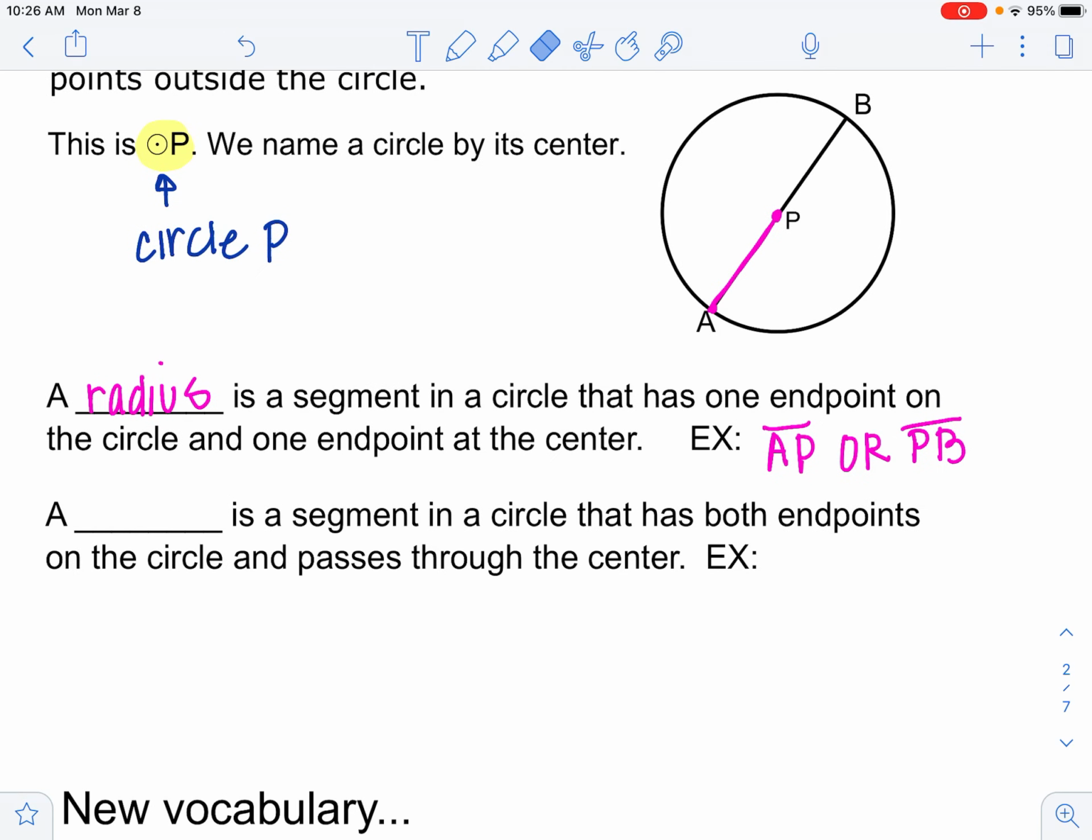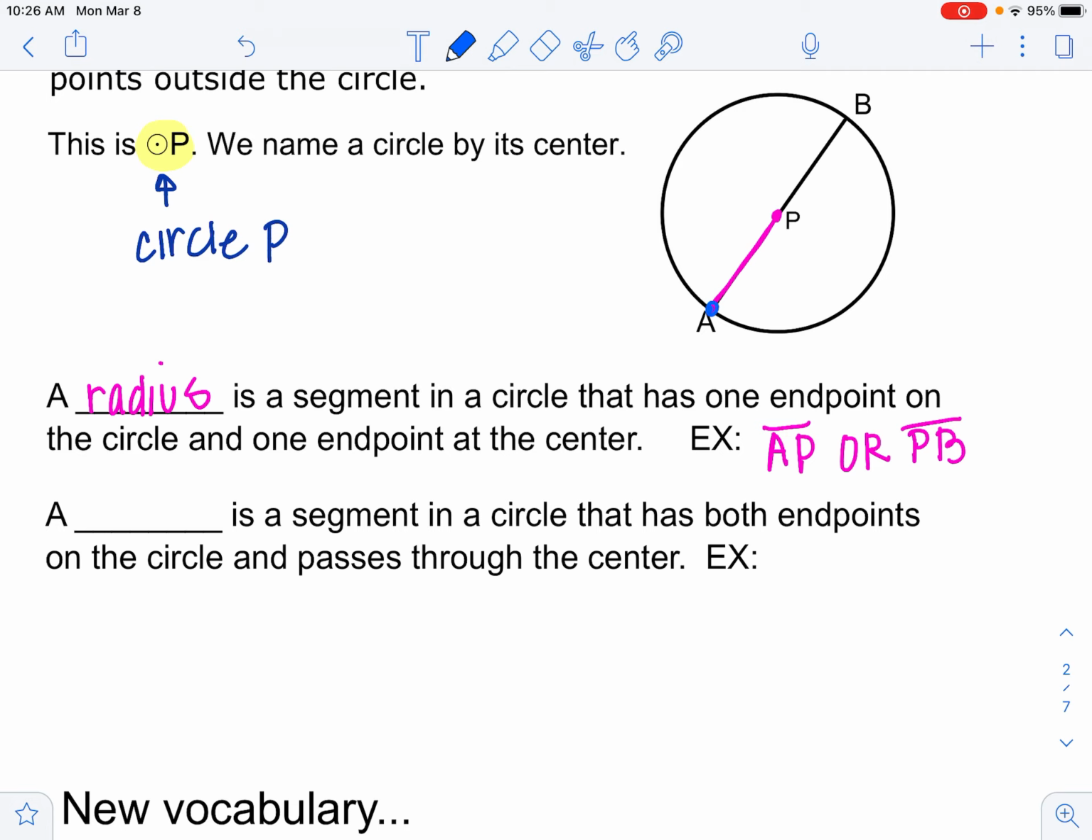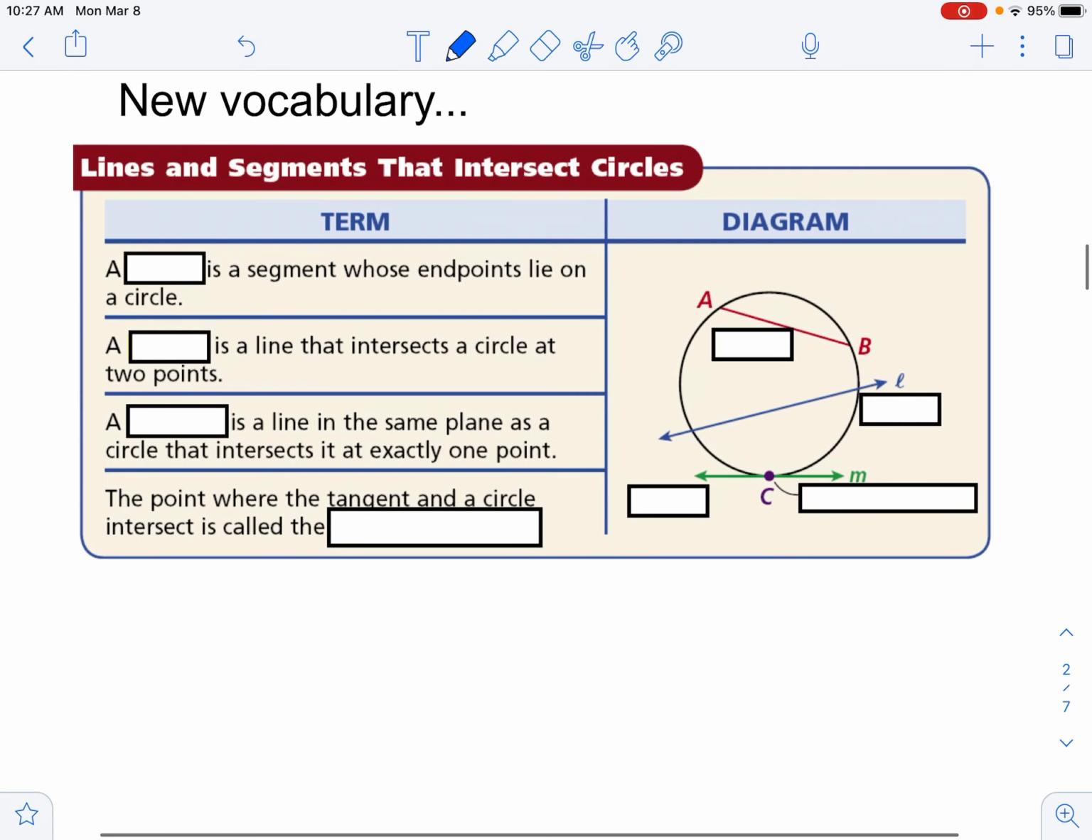Next, it says a blank is a segment in a circle that has both endpoints on the circle and it passes through the center. So if you notice here, 2 endpoints on the circle and then it passes through the center. That is a diameter. An example of the diameter is segment AB or BA.